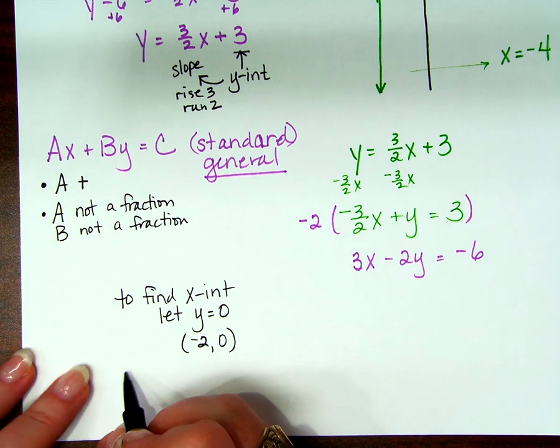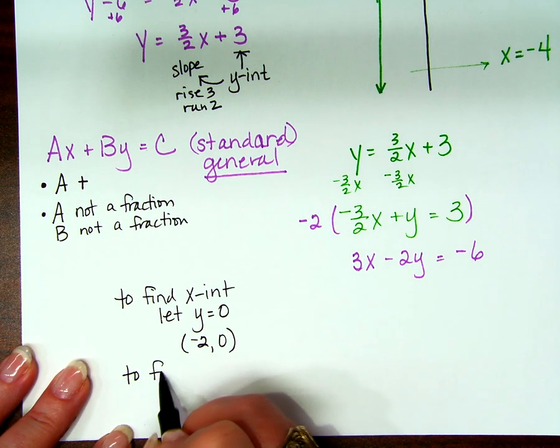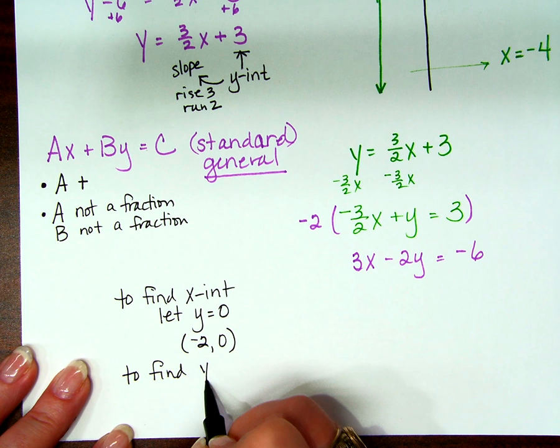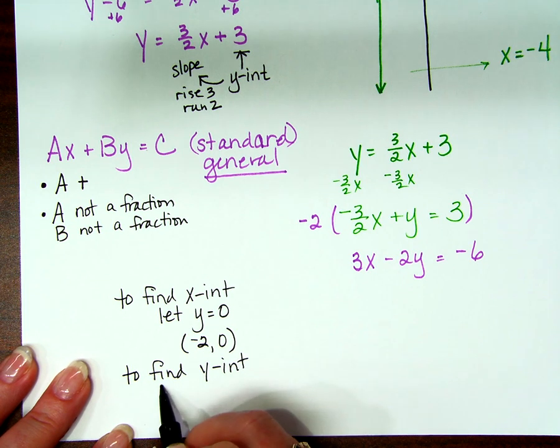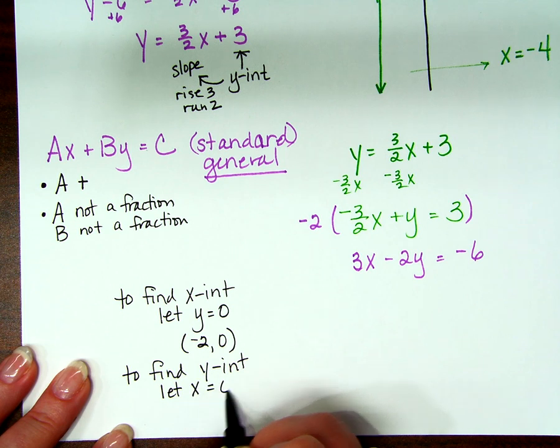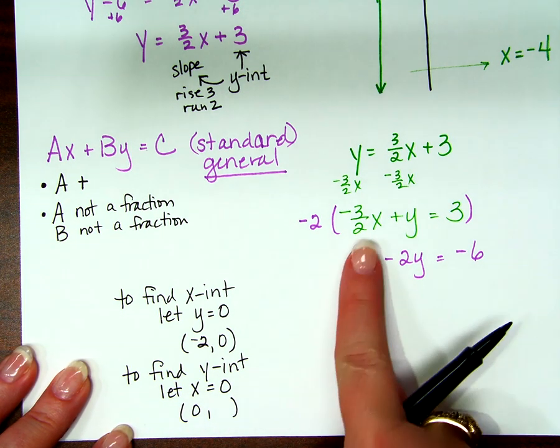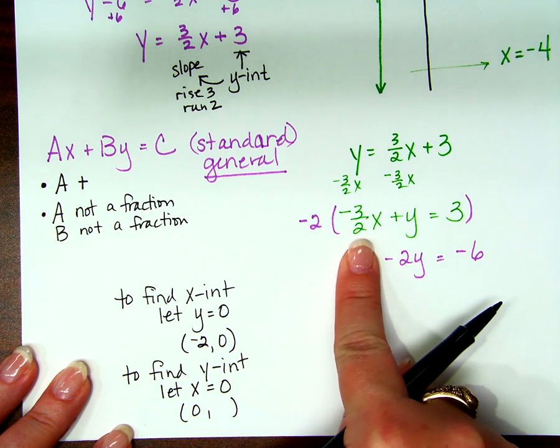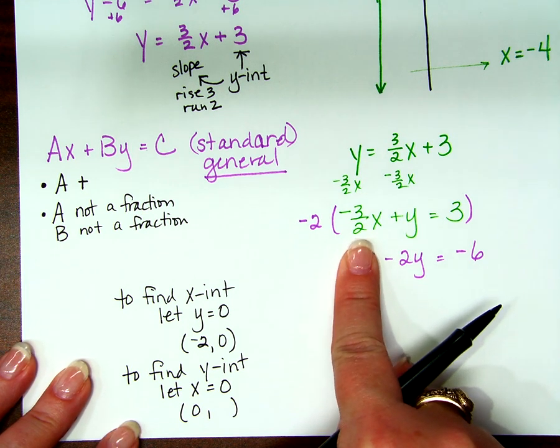Okay? So use your context clues or your memory and tell me how to find the y-intercept. So let x equal 0. So 0 something, right? Again, I'm letting x equal 0, so y is going to equal 3. Okay?